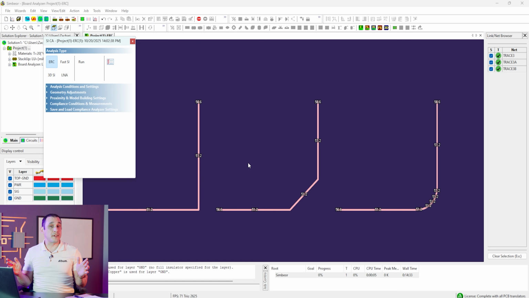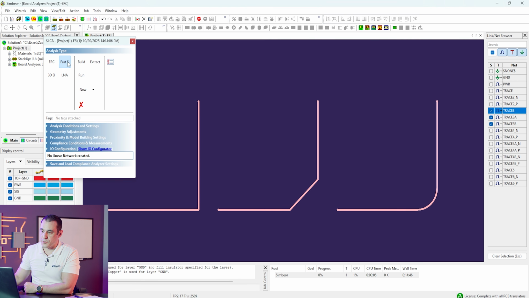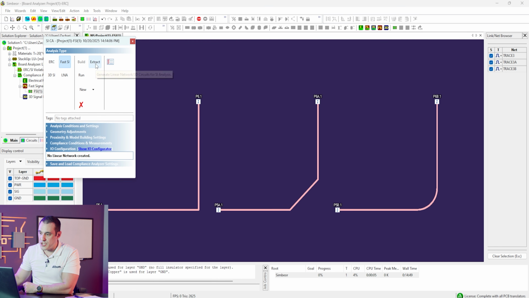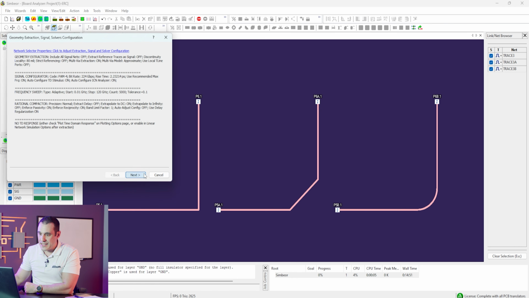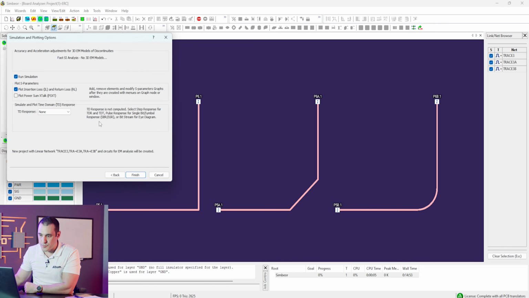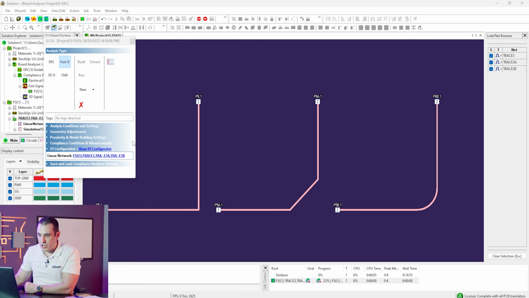Now, if we expect there to be a large reflection from the right angle bend here on the left side of this model, we should expect the S parameters to be very different for this trace compared to the other two traces. So what we're going to do first is we'll set up a fast SI simulation, and we'll go ahead and set this up to extract the S parameters. Here, I'm just going to go ahead and hit finish.